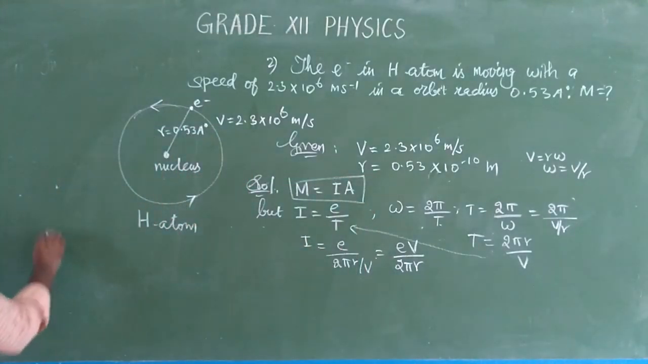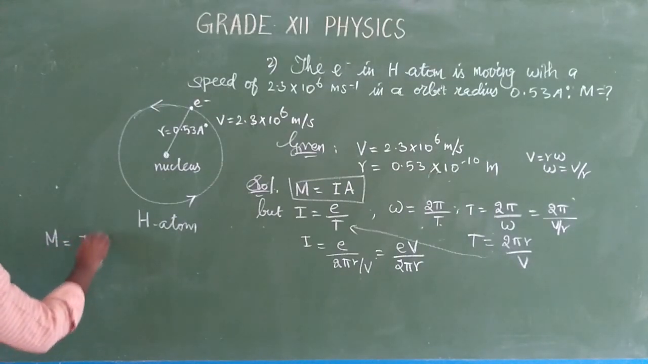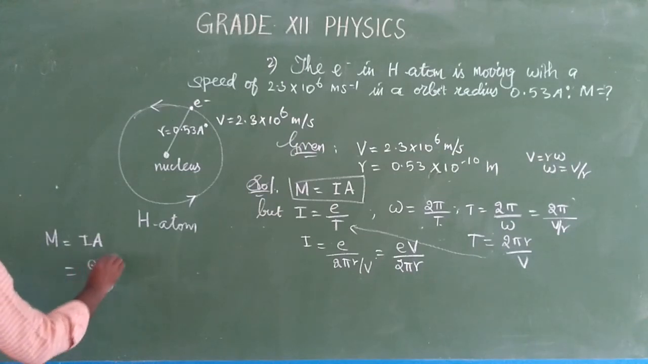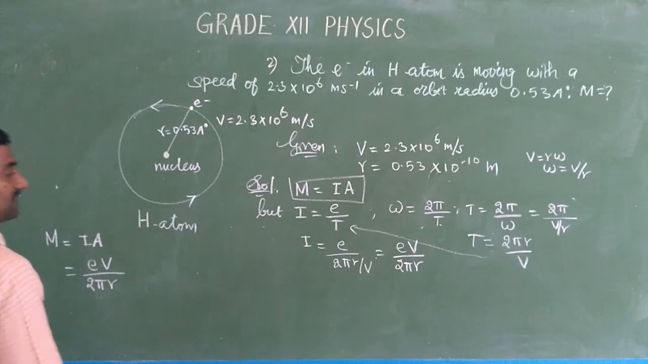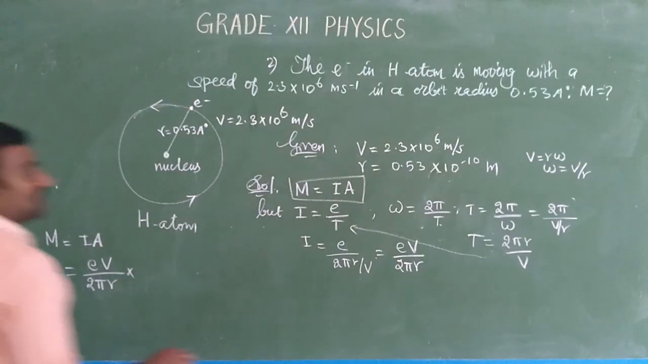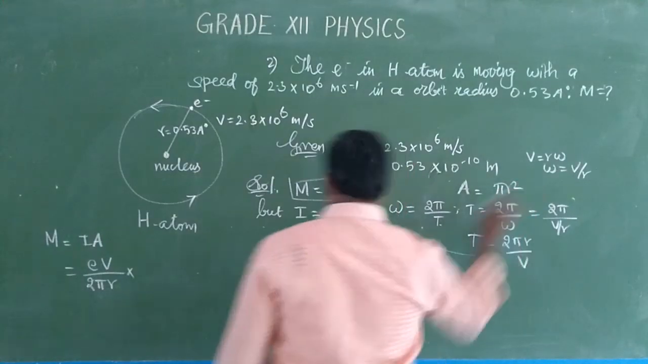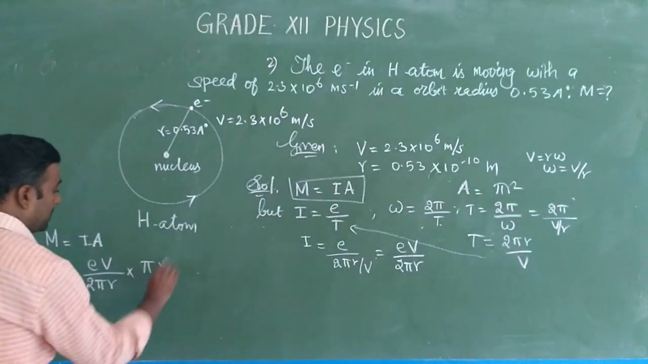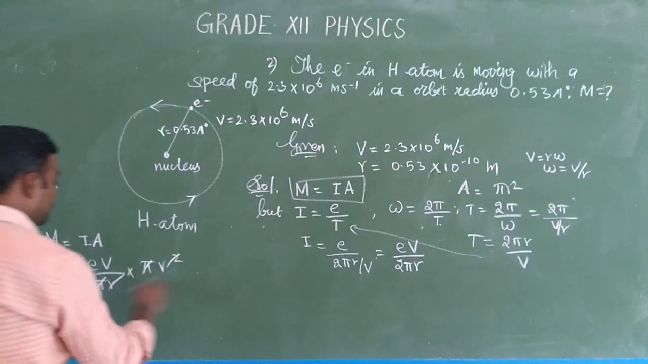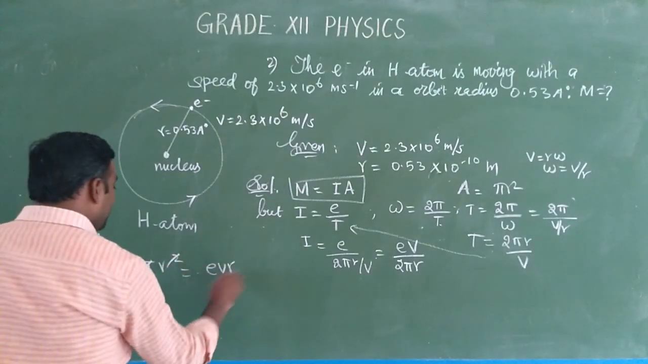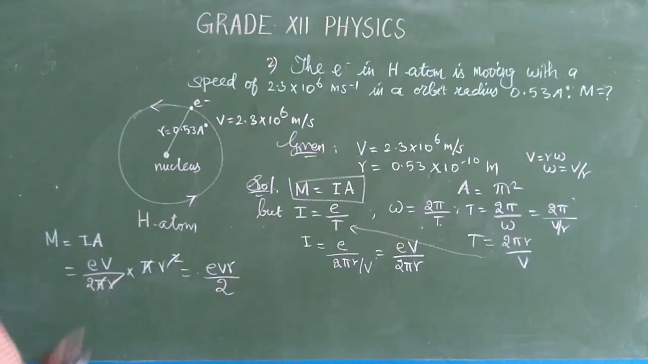இப்போ இந்த வேல்யூவை நம்மளோட magnetic dipole momentல substitute பண்ணுங்க. Then the magnetic dipole moment M is equal to IA. So I is nothing but ev divided by 2 pi r, into the area. What is the area of the orbit? It is pi r square. So one r from this cancels, and 2 pi, pi cancel. Then evr divided by 2. So finally we have evr divided by 2.